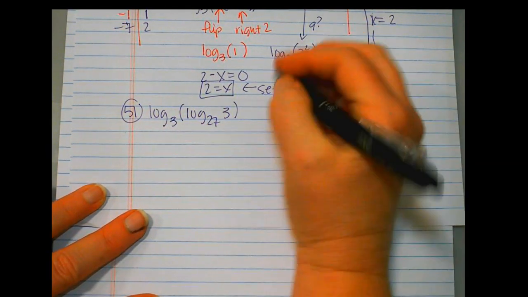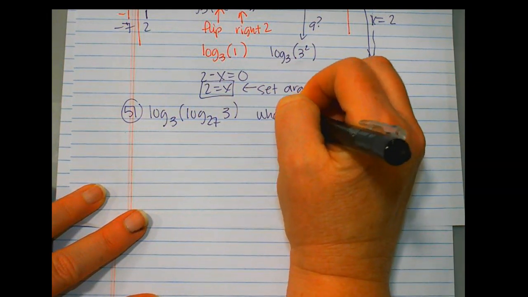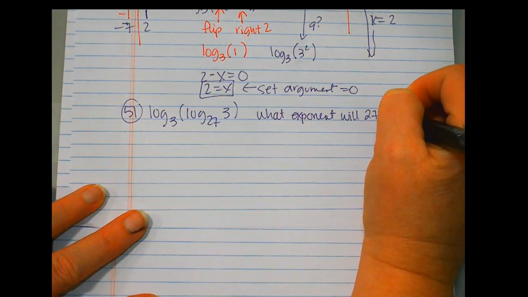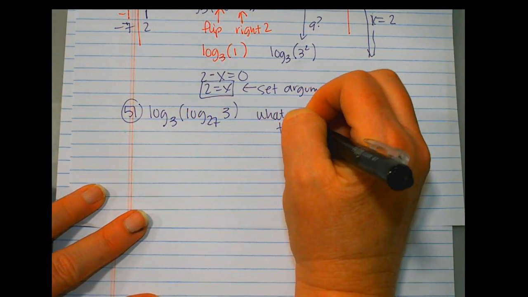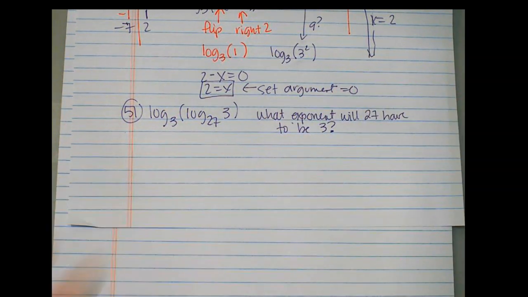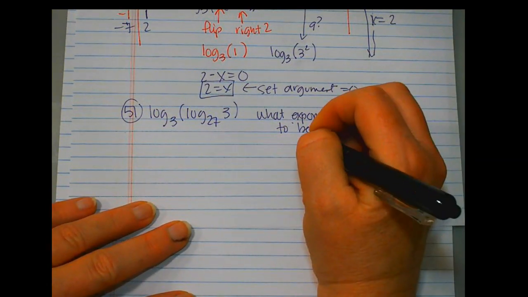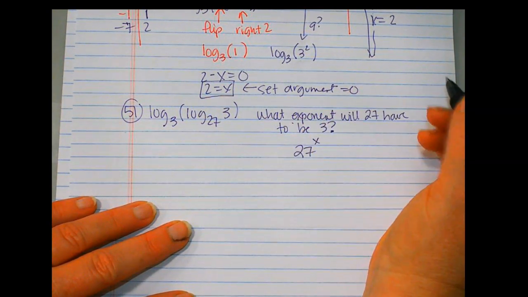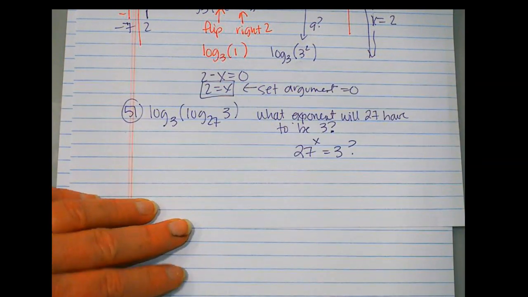So the inside one says, what exponent will 27 have to be 3? Question mark. That's what a logarithm is saying. Logarithms are exponents. So I'm thinking to myself, 27 to what power would be 3? And in order for me to make it smaller, it needs to be a negative exponent. So this is what I do. I say 27 to what power, I don't know, equals 3, question mark. And I'm trying to solve for that exponent.